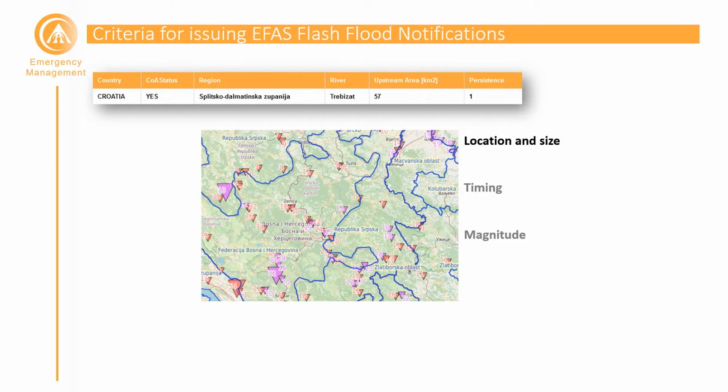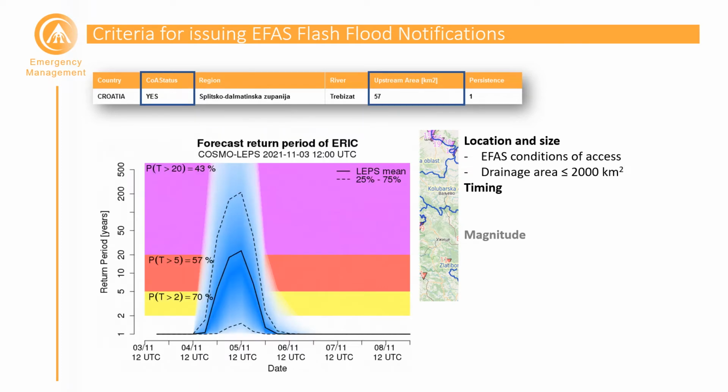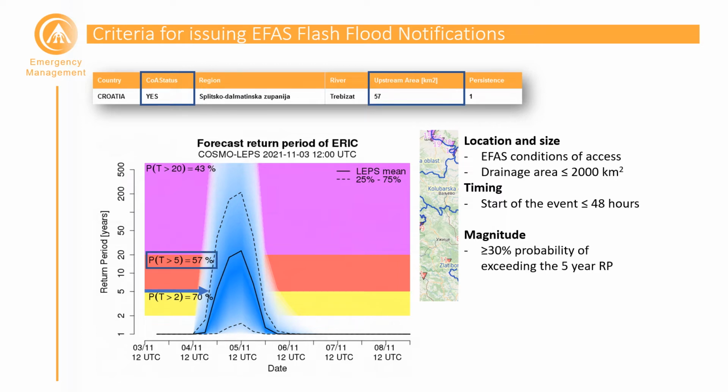If we start with the location and size, the catchment needs to be within the EFAS conditions of access and have a drainage area less than 2,000 square kilometers. Regarding the timing, the start of the event needs to be less than 48 hours from the forecast time. And regarding the magnitude, at least a 30% probability of exceeding the 5-year return period.